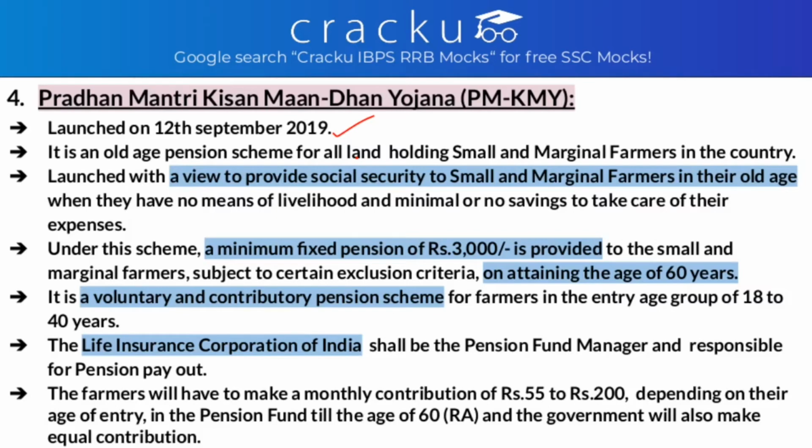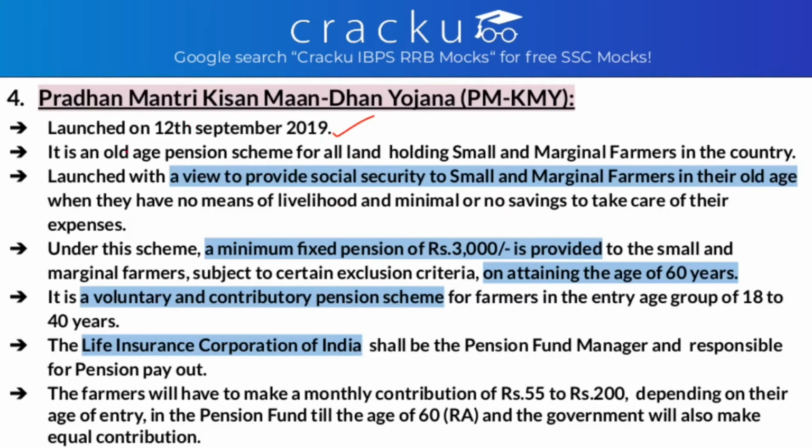Till their retirement age, which is considered to be 60, the farmer needs to deposit a monthly contribution of rupees 55 to 200 depending on their age group, that is age of entry, and an equal amount of money will be contributed by the government of India. And after the age of 60, a minimum fixed pension of rupees 3000 will be provided to that small and marginal farmer. So this is Mandhan Yojana.